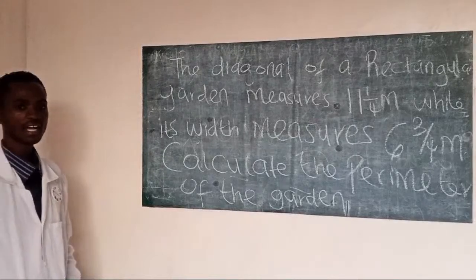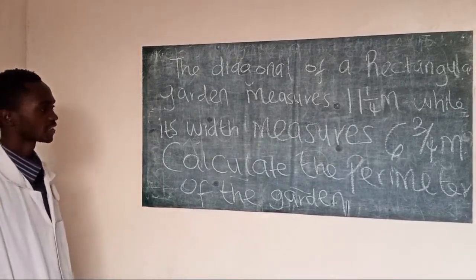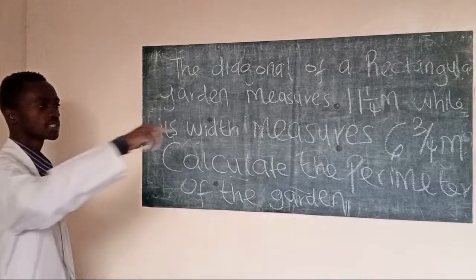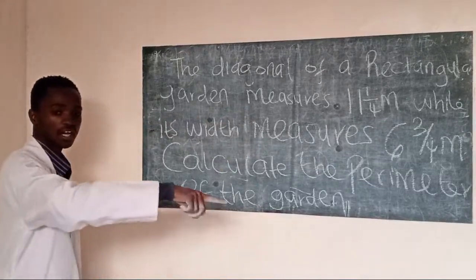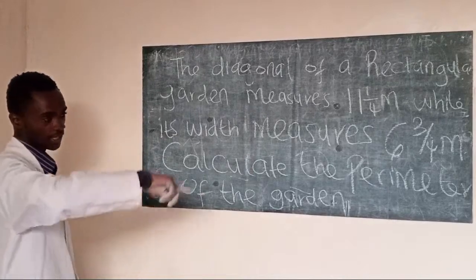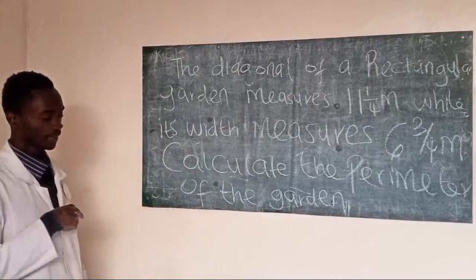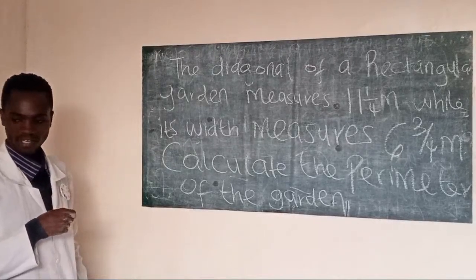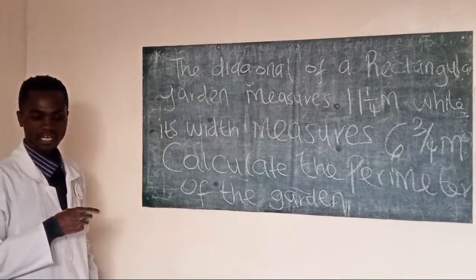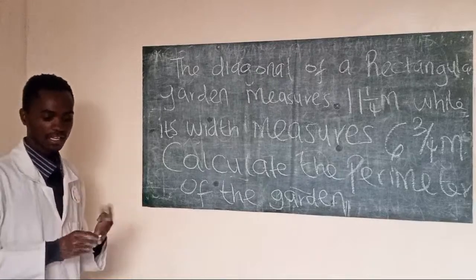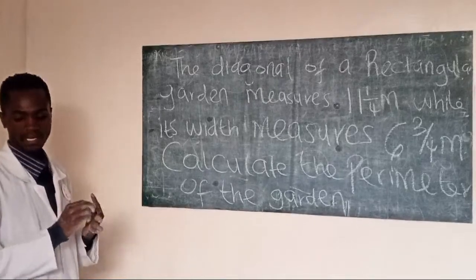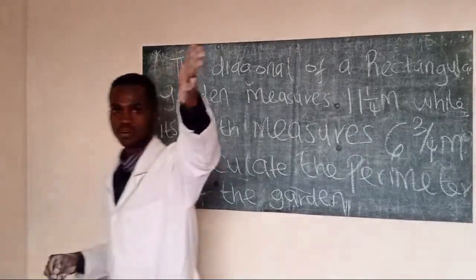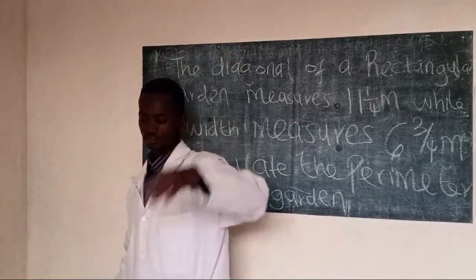Perimeter is the distance around an object. For example, the perimeter of this classroom is the length around the whole room. And how do we find the perimeter of a rectangle? Length plus length plus width plus width. The diagonal cuts across, for example, this is the diagonal of this room.